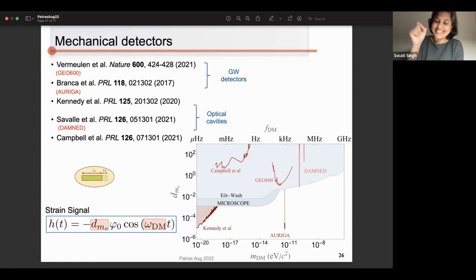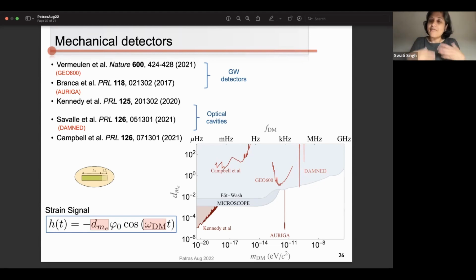So Auriga is this nice spike that is very narrow band. So it only looks for a very narrow range in dark matter masses, but it digs really deep. So you can have access to very weak couplings between normal matter and dark matter. And this is the advantage of this resonant enhancement in these mass on spring-like systems.